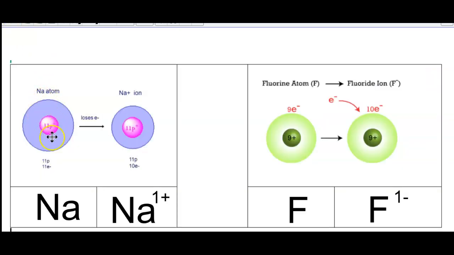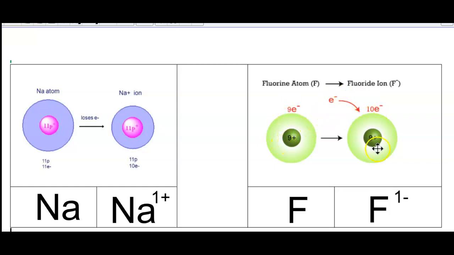Here's an example of an atom of sodium losing an electron and turning into an ion of sodium. So the symbol would be Na with no charge here. When the atom loses an electron, it becomes more positive and it gains a +1, or in this case, a 1+ charge. Similarly, we have a fluorine atom, with an equal number of protons and electrons.